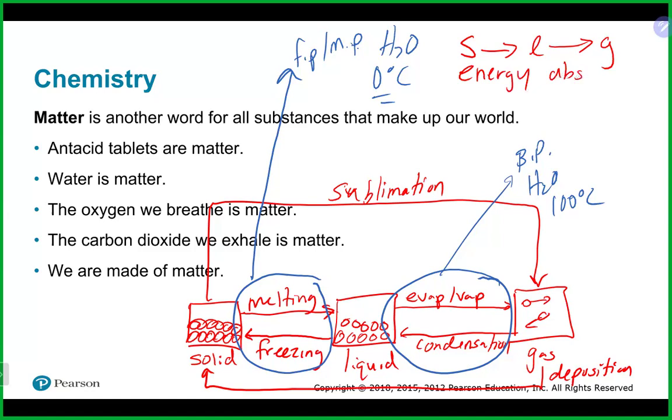And one important principle in chemistry is when we have a process where energy is being absorbed by something, that is what is referred to as being endothermic. So endothermic processes are all processes where heat and energy is being absorbed by something. And as we go from solid to liquid to gas, that is essentially what's happening.